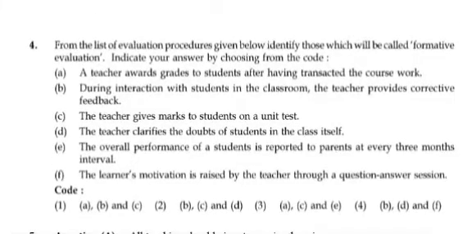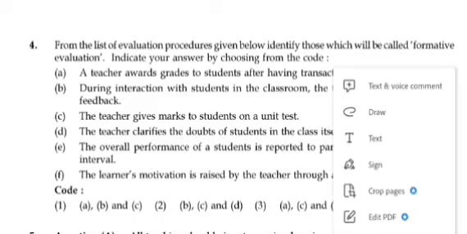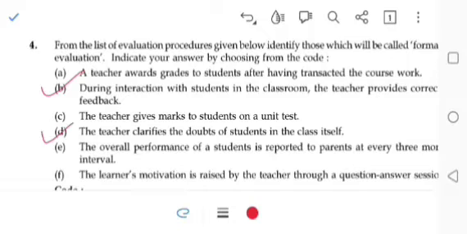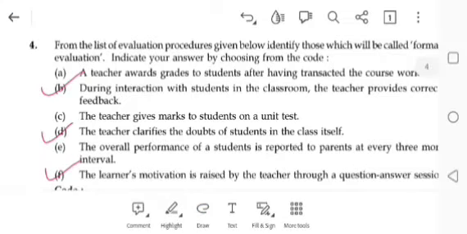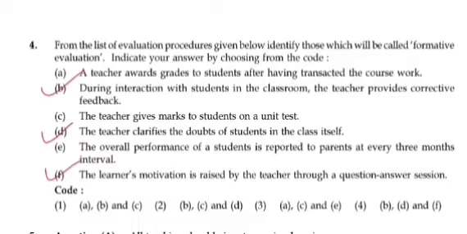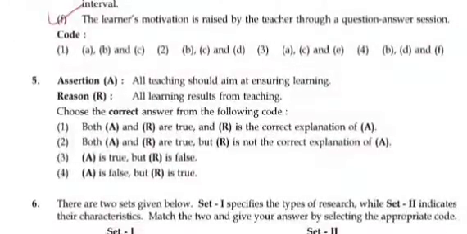Now these are the options. A, B, C; B, C, D; A, C, E; and D, F. So it will be number 4. That means B is correct, D is correct, and F is correct. Let me read it. During interaction with students in the classroom, the teacher provides corrective feedback. Then D, the teacher clarifies the doubts of students in the class itself. F, the learner's motivation is raised by the teacher through a question-answer session. This is done.